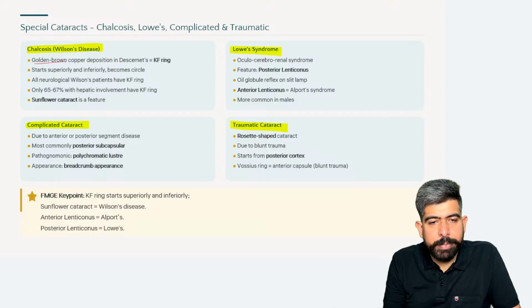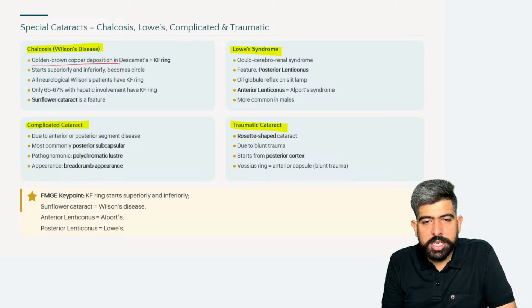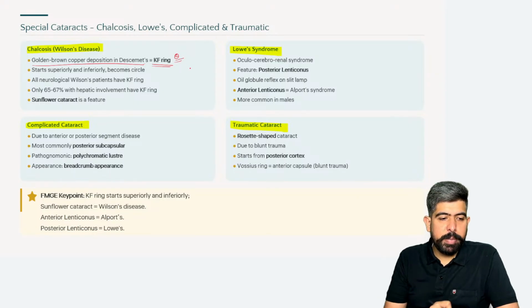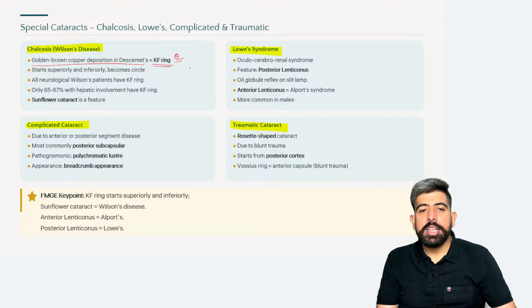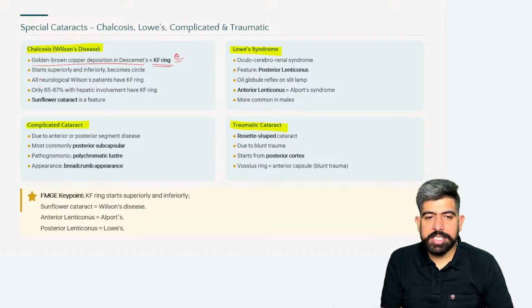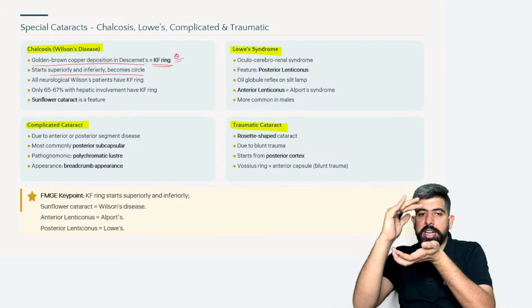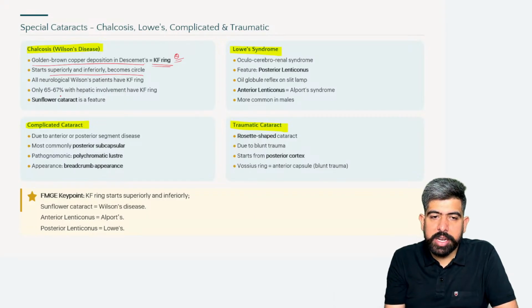There will be golden brown copper. Please remember, there is golden brown copper deposition in Descemet's membrane, which is known as the KF ring. Please remember this question, right? They asked in a previous year question, what is the KF ring? And where will it be seen? It will be seen in Wilson disease. Please remember, it starts superiorly and inferiorly and then becomes a circle. So it starts with the superior half, then inferiorly, and then becomes the entire circle. That's why it is known as the KF ring.